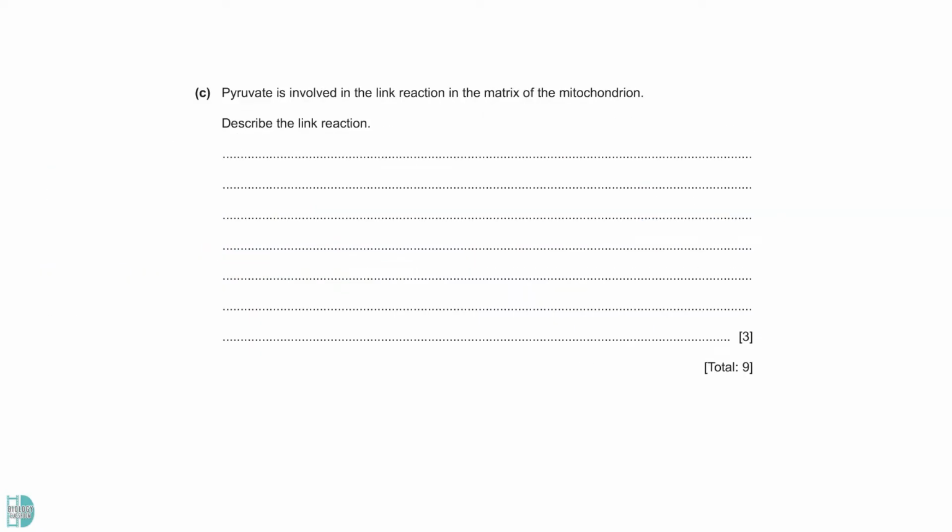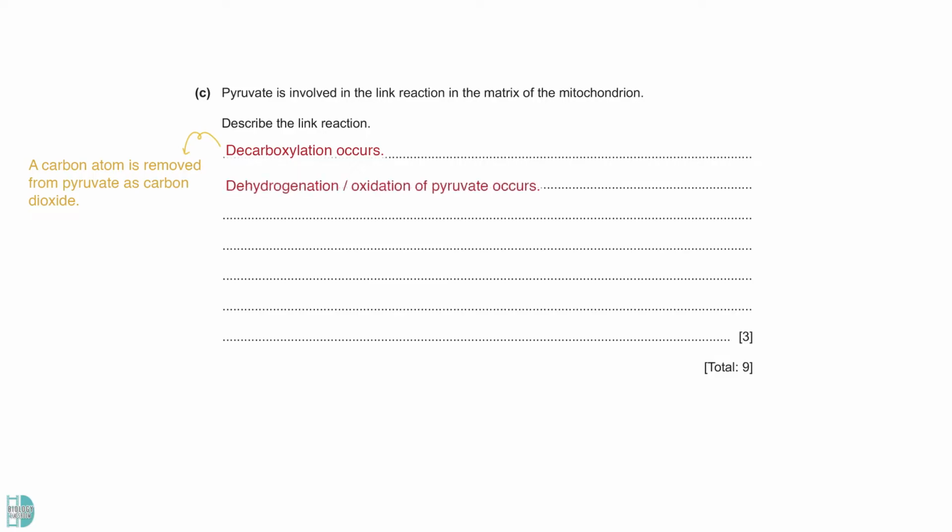C. Describe the link reaction. First, decarboxylation occurs. A carbon atom is removed from pyruvate as carbon dioxide. Then, pyruvate is oxidized. Dehydrogenation takes place.